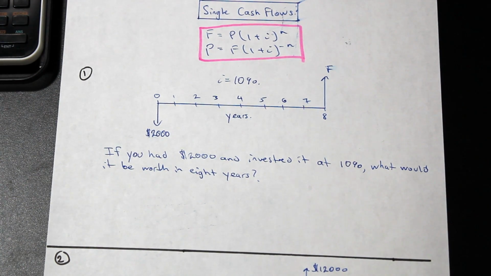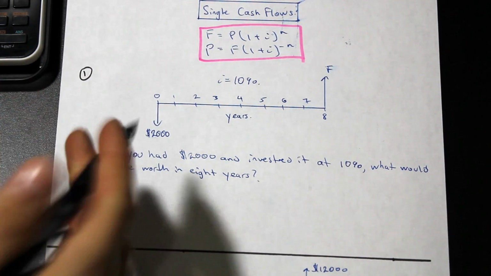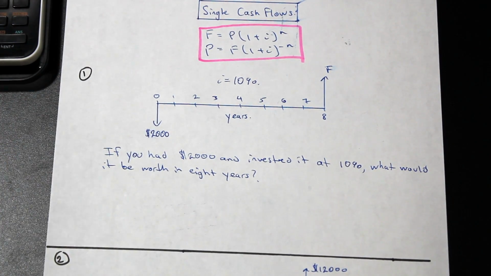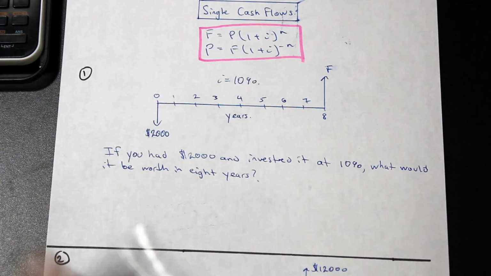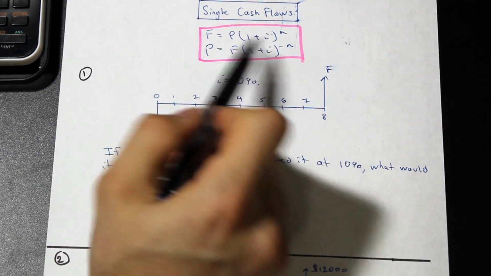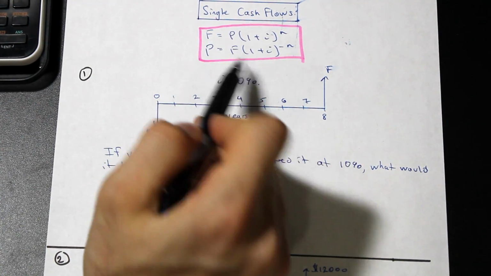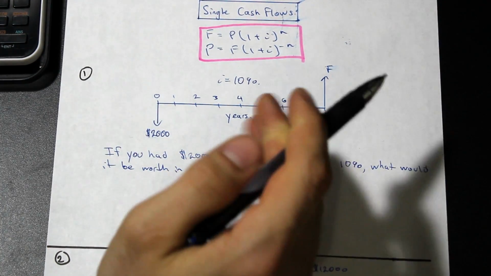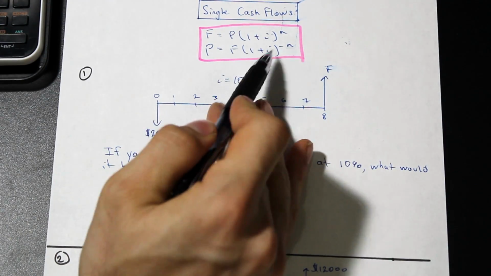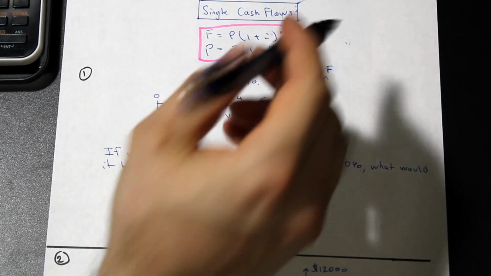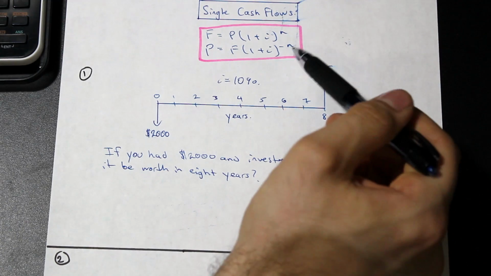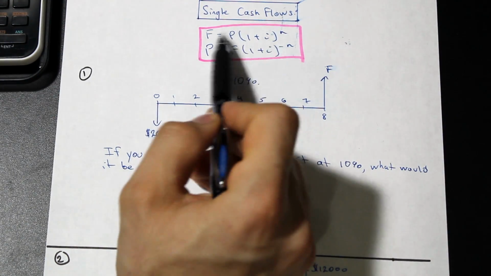So the first thing that we need to be introduced to, and this is the most simple form of the cash flow diagram, is these two formulas here. These are the basis. We're going to get into some different formulas and some harder concepts, but for now, these are the basis of the course. And this is going to give you an idea.